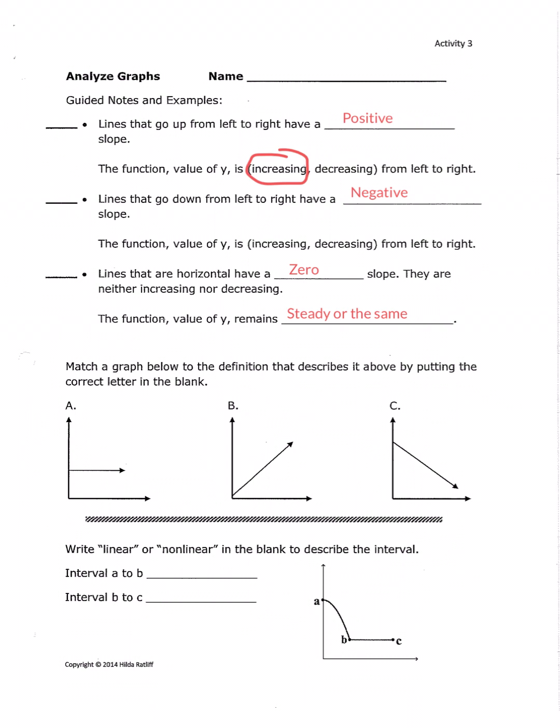Lines that go down from left to right have a negative slope. The function, the value of y, is decreasing from left to right. Lines that are horizontal have a zero slope. They are neither increasing nor decreasing. The function, the value of y, remains steady or the same.